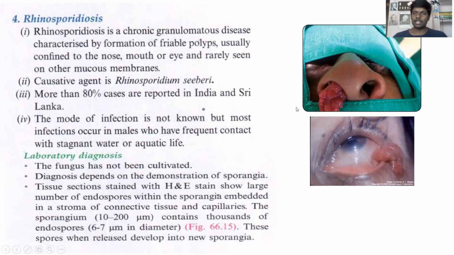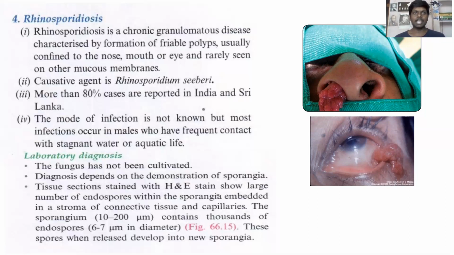So what is the causative agent of rhinosporidiosis? The fungus that is responsible for rhinosporidiosis is Rhinosporidium seeberi. More than 80% of cases are reported in India and Sri Lanka. If you see the statistics, almost 80% of cases worldwide are from India and Sri Lanka. The mode of infection, we still don't know how this infection is acquired by humans, but they are saying that it is acquired from stagnant water or aquatic life. Through an aquatic medium, this fungal infection may be transmitted to humans. That is what they are saying.